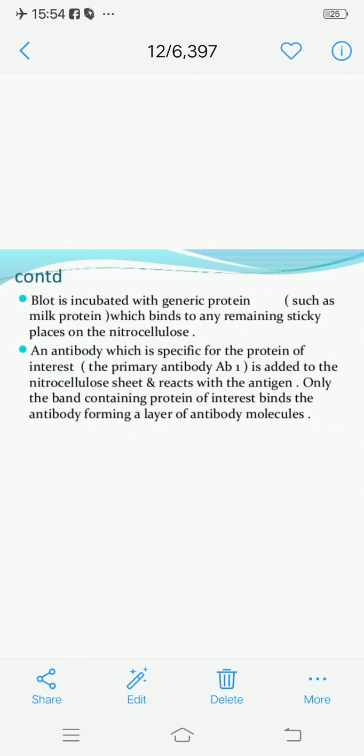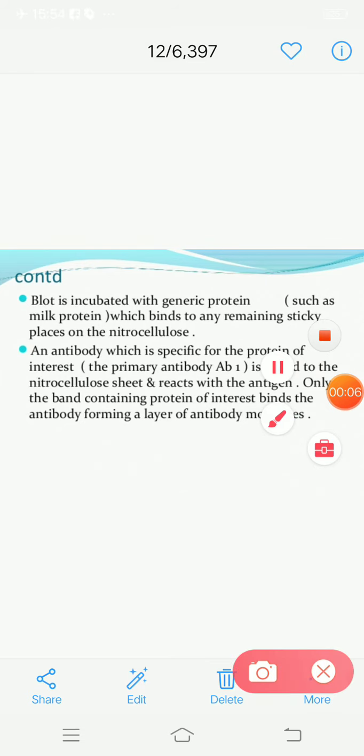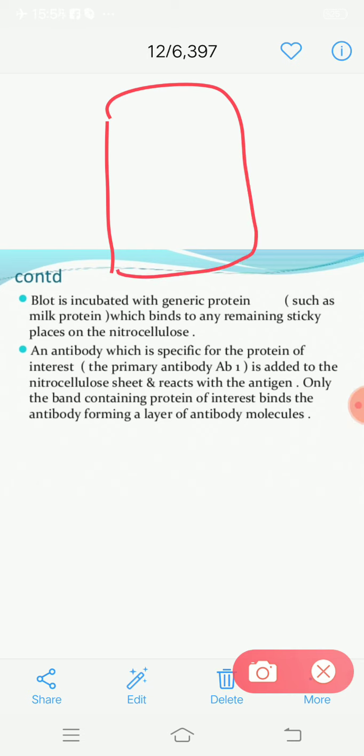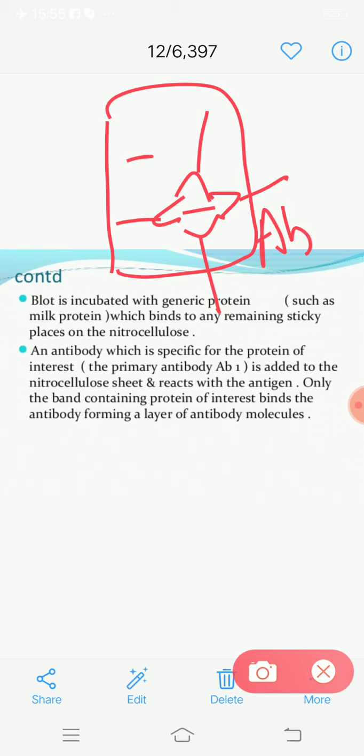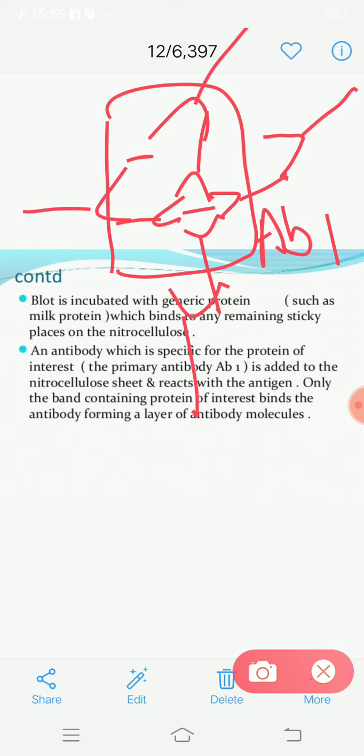What we are going to see is how you detect that this is your protein of interest. First, the antibodies are attached like this. This is antibody 1. To this you have to add antibody 2, which comes and binds like this. This is your antibody 2, and it is radioactively labeled.